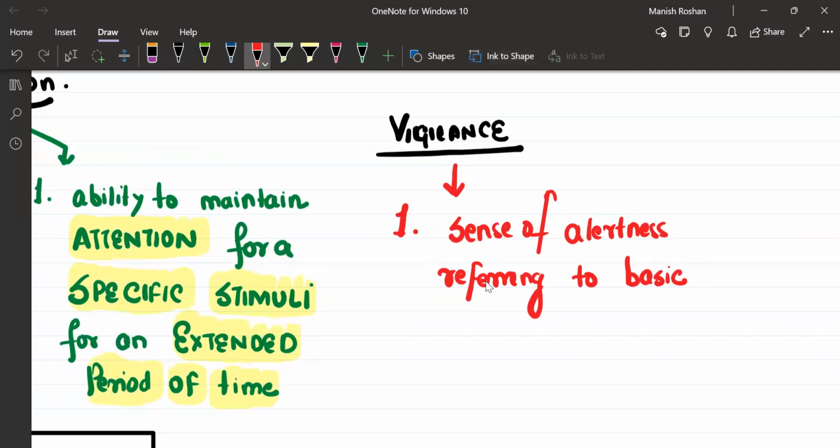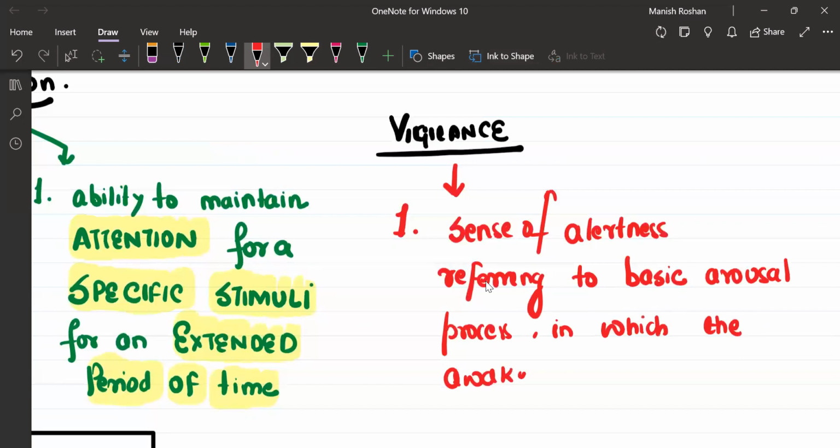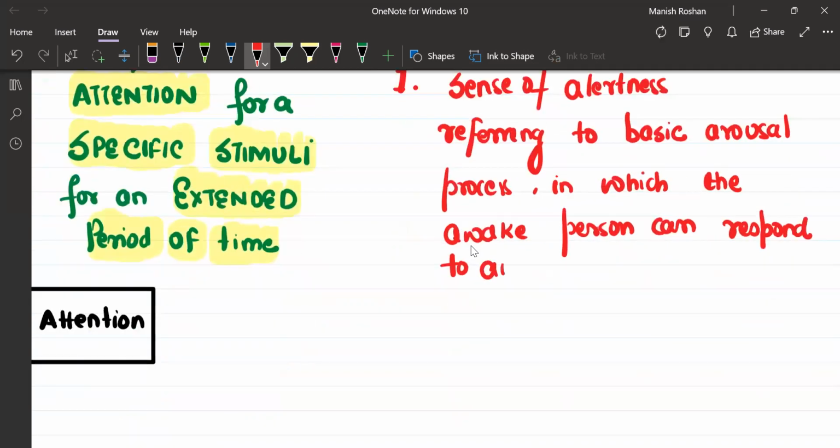Basic, referring to the basic arousal process, in which the awake person can respond to any stimuli in the environment.